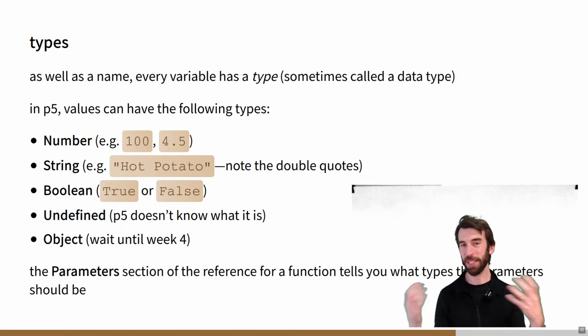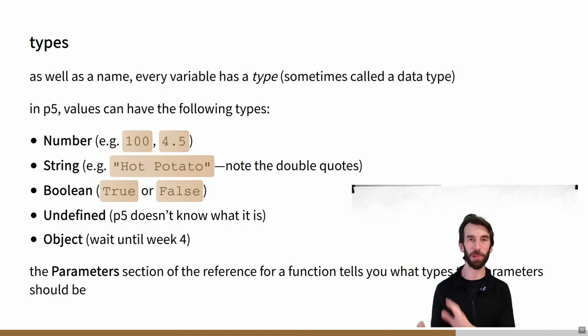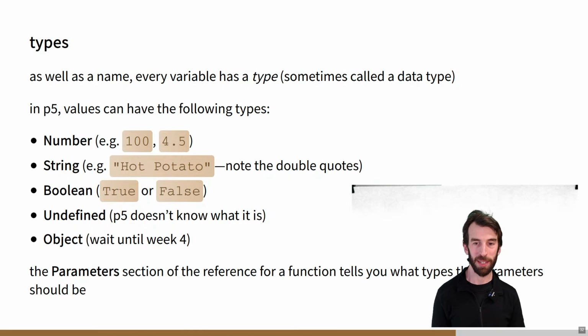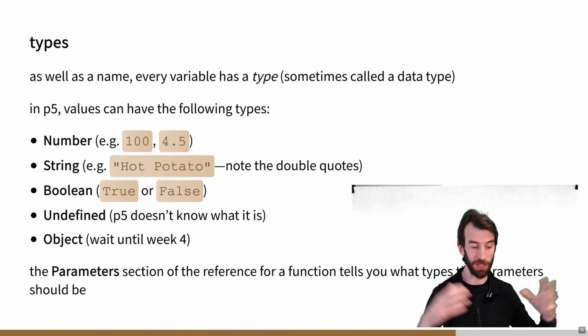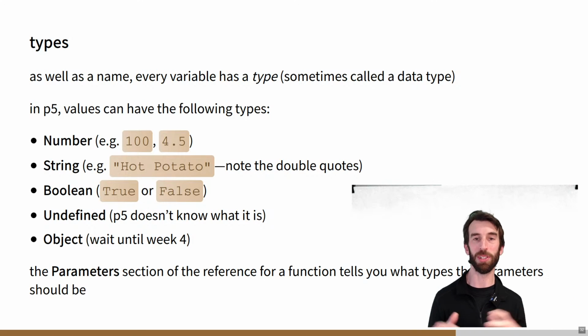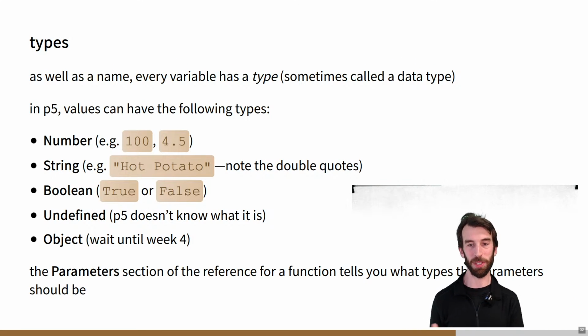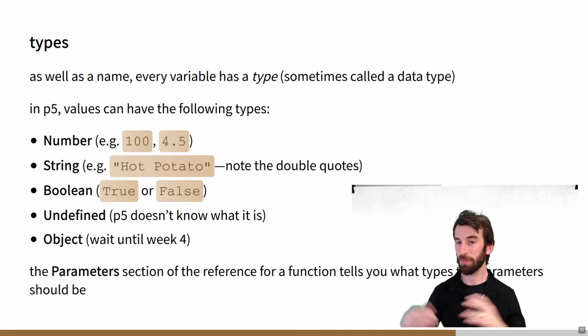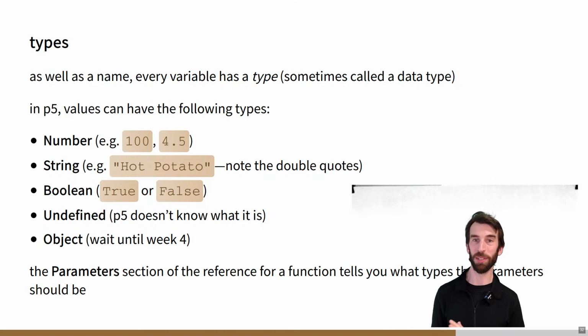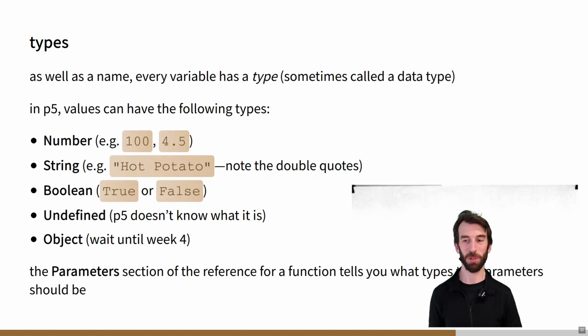Okay, so as well as a name, every variable in p5 is going to have a type, sometimes called a data type. And within p5, in fact, within JavaScript, the programming language that p5 is created in, you can have exactly this number of different types. You can have numbers, which can be natural numbers or fractions or real numbers or decimal numbers. You can have strings, which is what we call text in computer language.